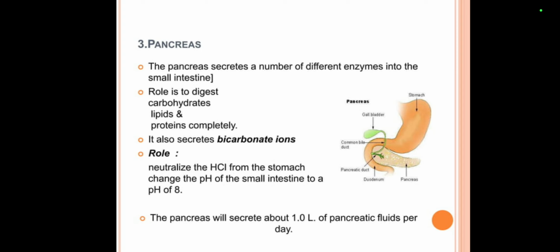The pancreas is part of the secretion process of the digestive system. Here in the pancreas, the enzymes break down sugars, fats, and starches. So that is all about the pancreas.